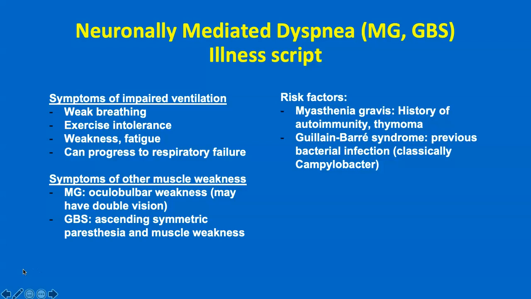Some of the risk factors to look out for in your history: for MG, it's going to be a history of autoimmunity. Maybe there was a known thymoma in that patient. And in GBS, classically, it's a previous bacterial infection, notably Campylobacter.